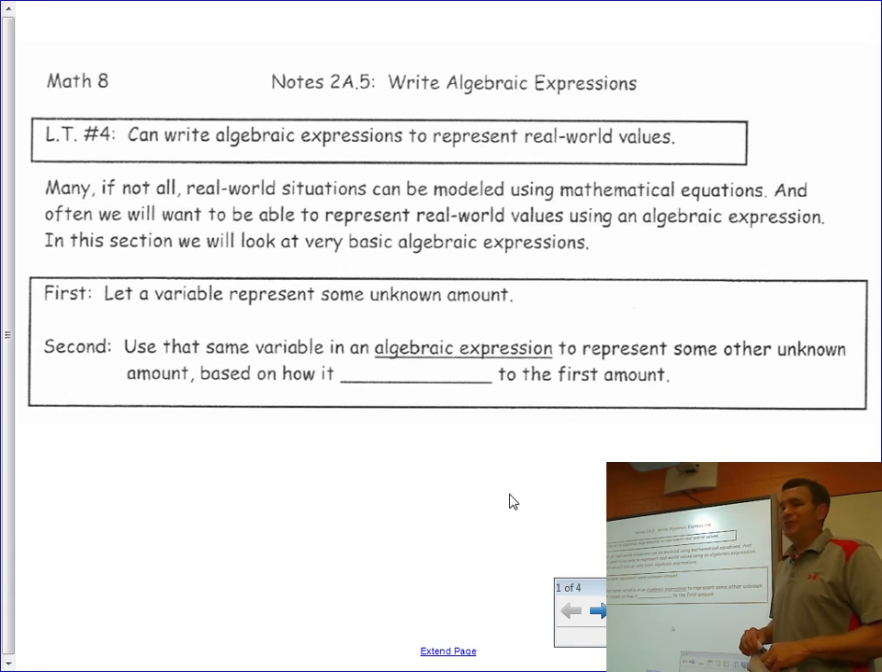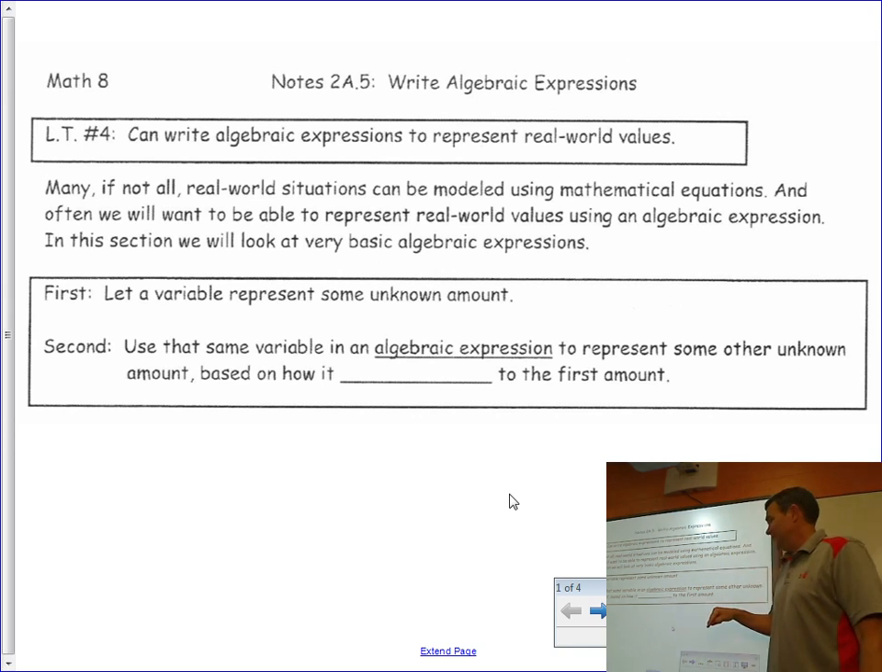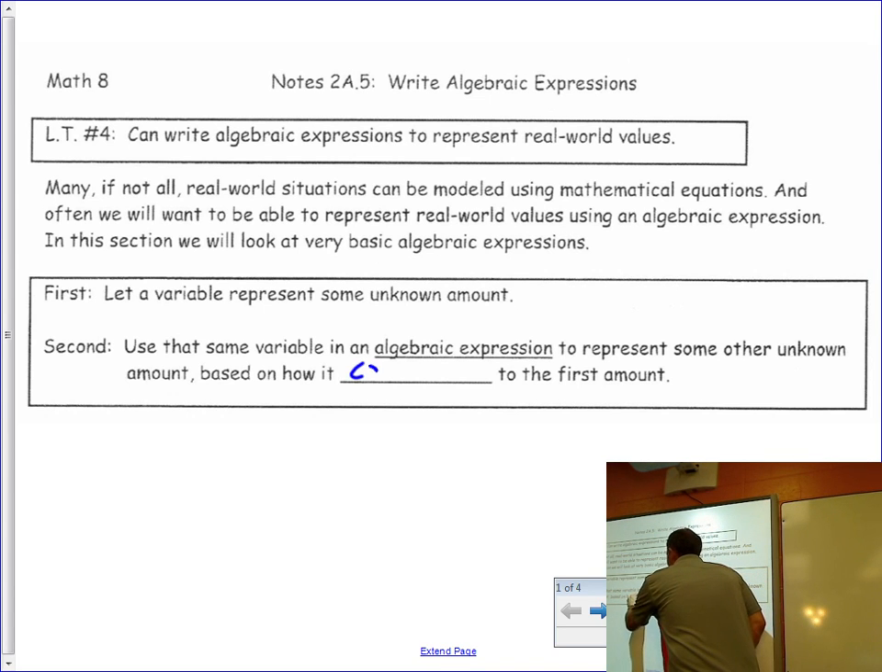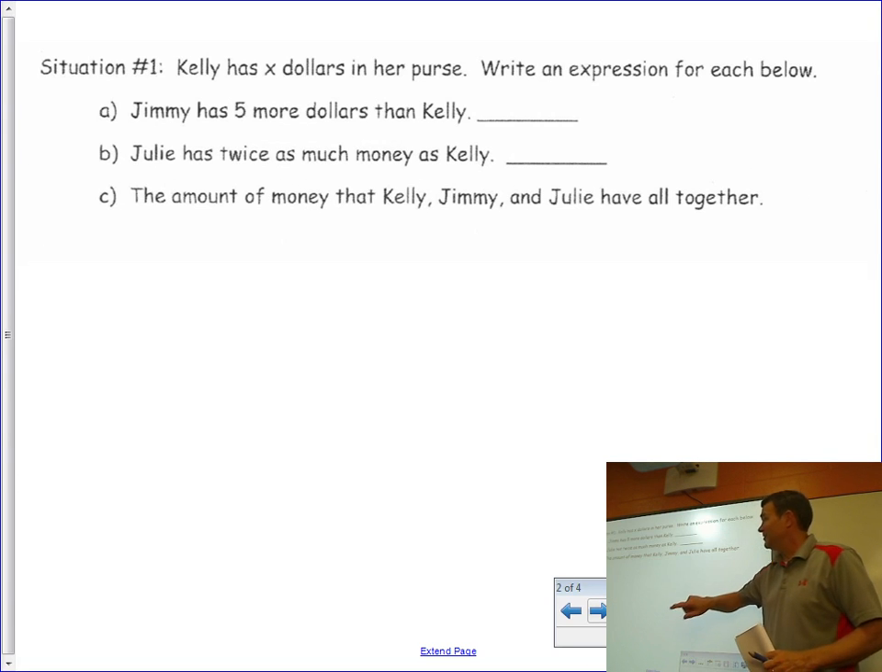So the way you do this is you first let a variable represent some unknown amount. However, some problems have more than one unknown amount. So you let your variable represent the first unknown amount. And then you use that same variable in an expression to represent other unknown amounts. Here's the important part. Based on how it compares to the first amount. You'll see what I mean by that. We're just going to do some examples.